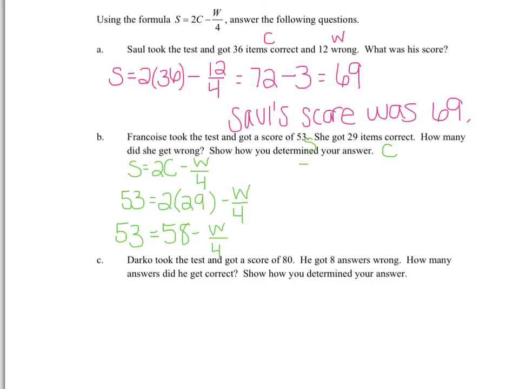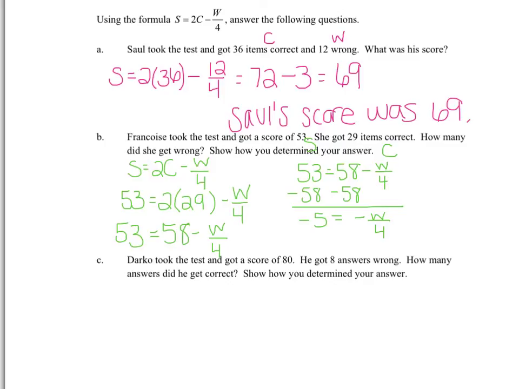The first thing I'm going to do, I'm going to just rewrite this. 58 minus W over 4. First thing I'm going to do is get rid of this 58 because I'm doing PEMDAS backwards. So minus 58, minus 58. 53 minus 58 is negative 5. And what I have is negative W over 4. So now I need to get rid of the divided by 4. I'm going to do this in 2 steps just to make it easy, but I know a lot of you will see how to do this in 1 step, and that's completely fine.